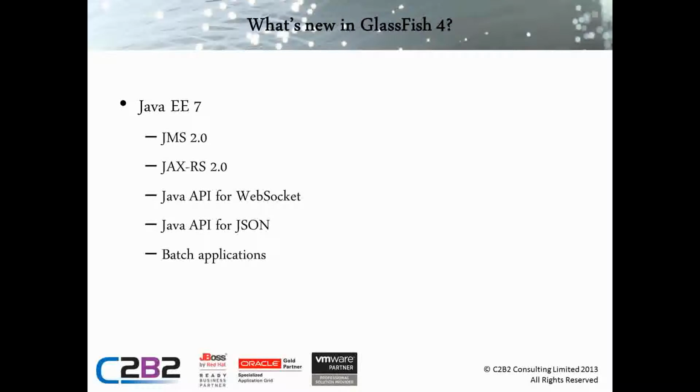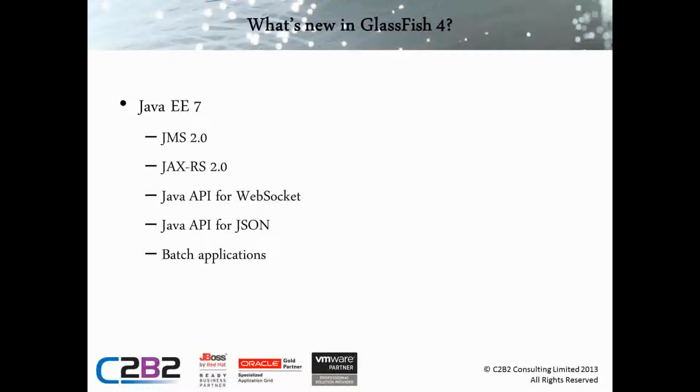What's new in GlassFish 4? Well, because it's a reference implementation for Java EE 7, anything that's new in Java EE 7 is new in GlassFish 4. That includes JMS 2.0, JAX-RS 2.0, the Java API for WebSocket, and things like that.